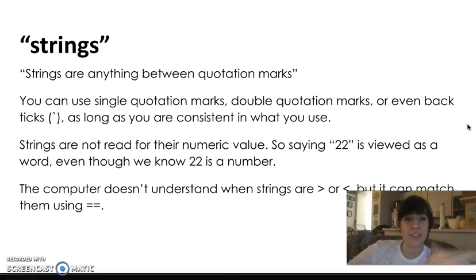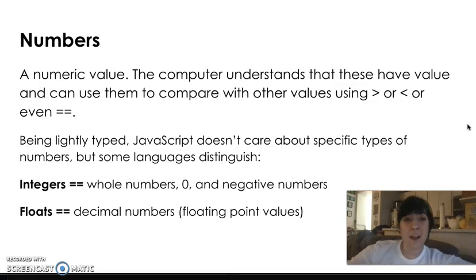The computer doesn't understand strings to be able to use greater than or less than, but it can definitely match strings using the double comparative equal sign. Numbers are what we would use to do math or to compare values, and numbers just are things with numeric values to our computer. The computer understands that these have a value, and it can use them to compare with other things using greater than, less than, or equal to, or even checking to see that they are the same.